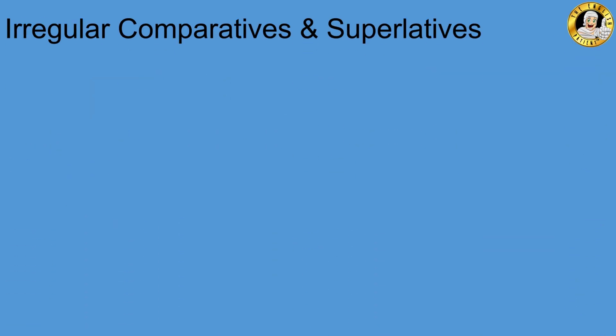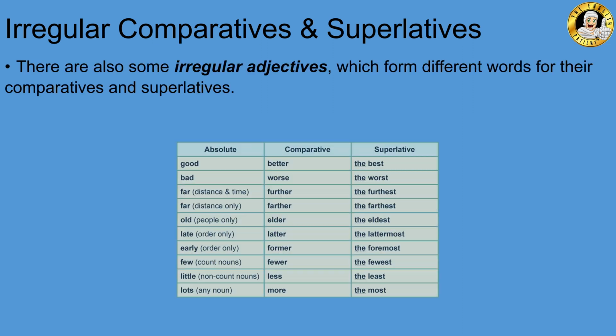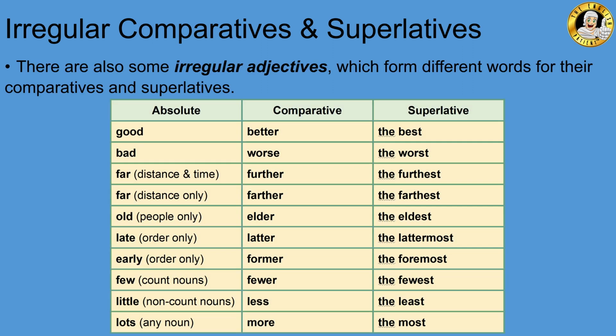Now, it's worth noting that there are some irregular, not regular, not normal, comparatives and superlatives. Some of them are very common and you need to know them. For example, good does not become gooder. It becomes better as a comparative. And the goodest, no, it is in fact the best.